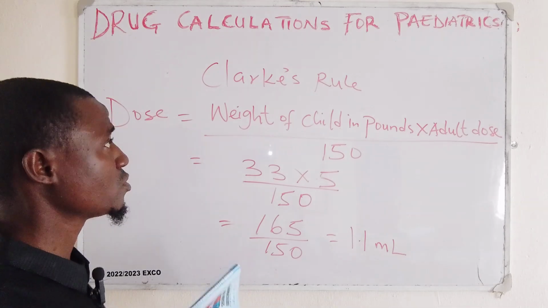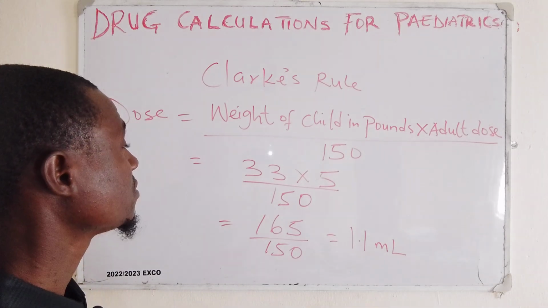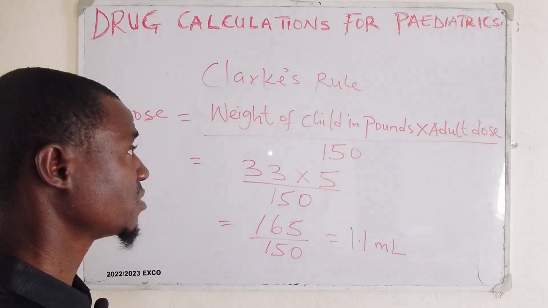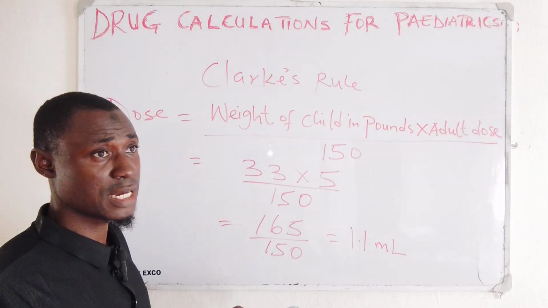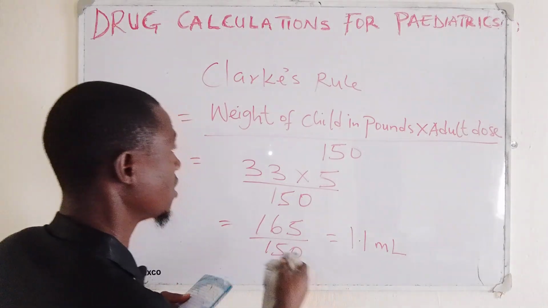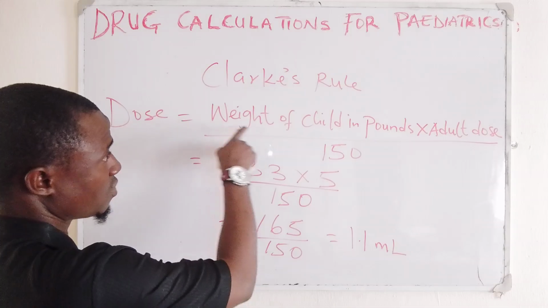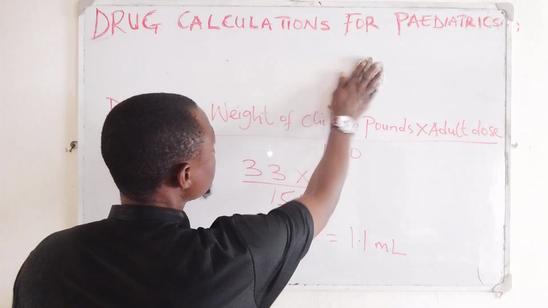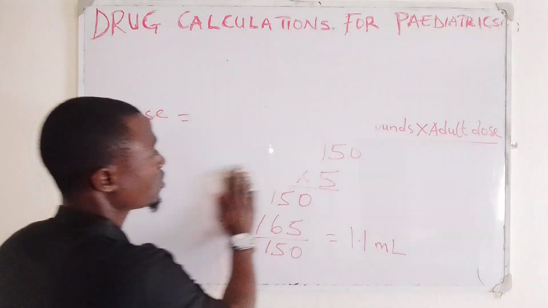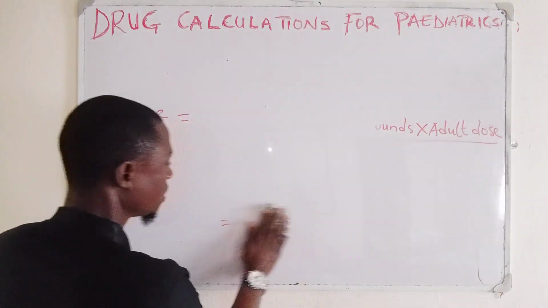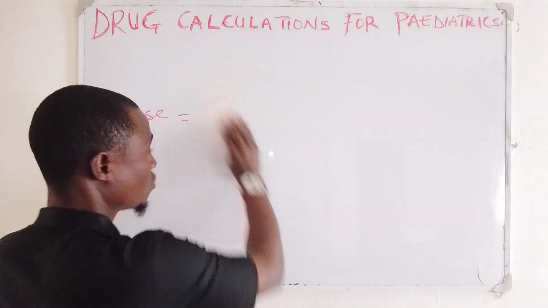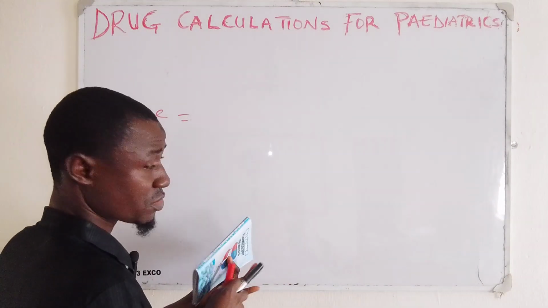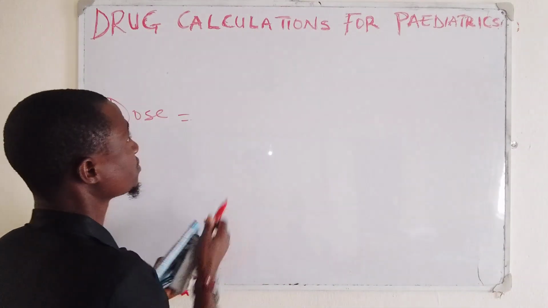Now the next rule we are going to be considering is Hamburger's rule, which is also very similar to Clarke's rule in terms of what they are measuring and what we are using. That is the weight aspect. So the second weight-based rule that we're going to be considering is Hamburger's rule.